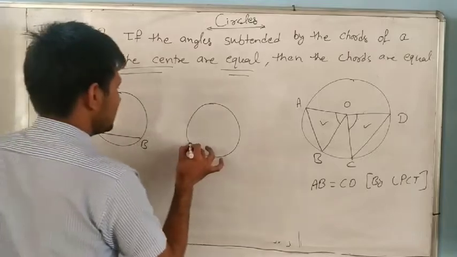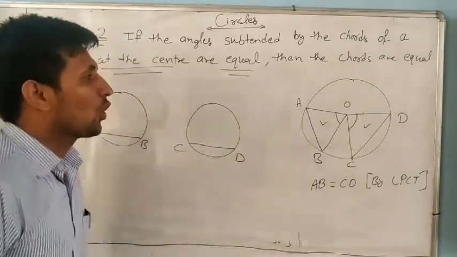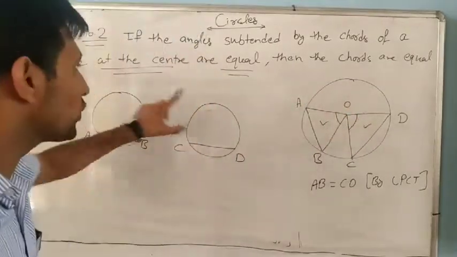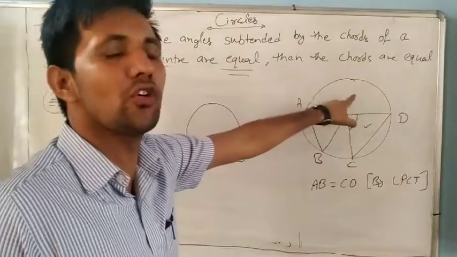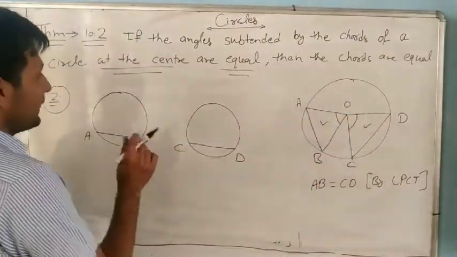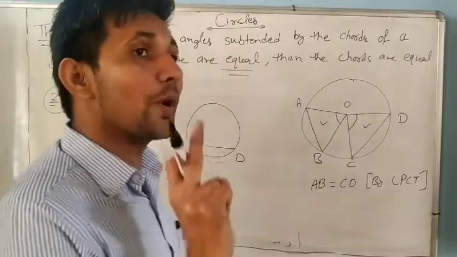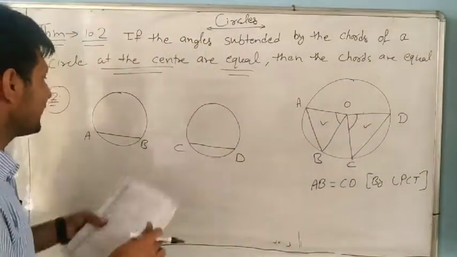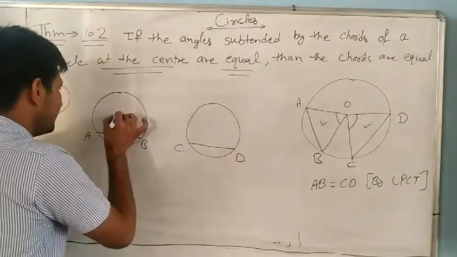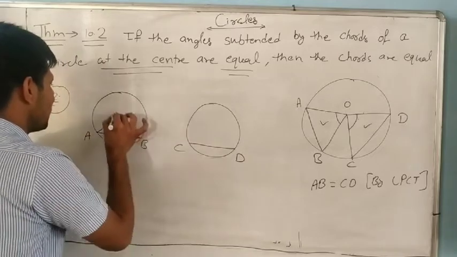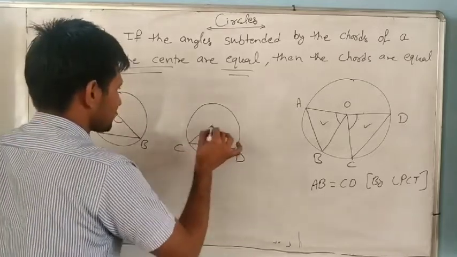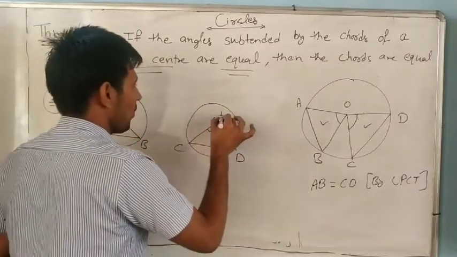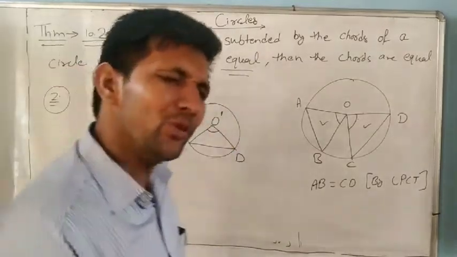AB is, and it is CD. In theorem number 10.2, we make only one figure. In the question, we make two figures because here two circles are given, but there is only one circle in the theorem. So if the chords of congruent circles, here is written one word, circles, so it means two circles, subtend equal angles at their centers, it means this angle and this angle are equal. You can write it as center O, and center O dash, or M, you can write any name.